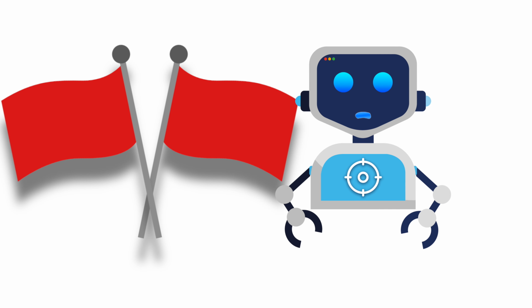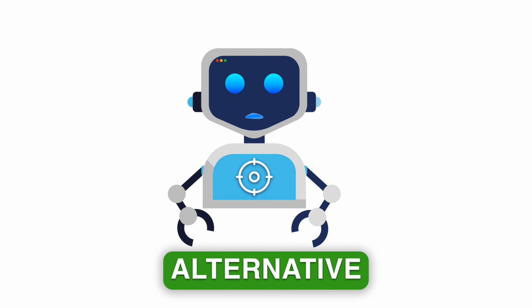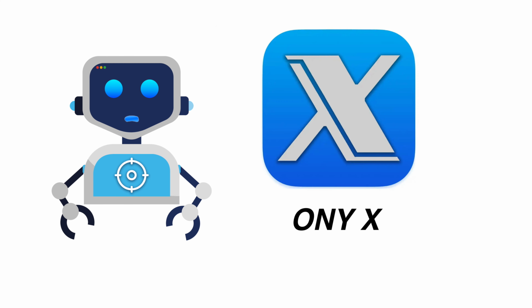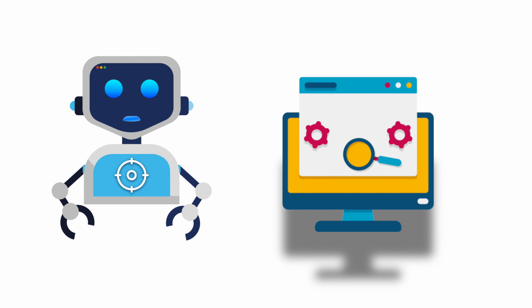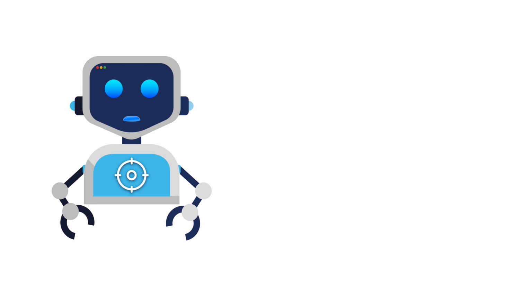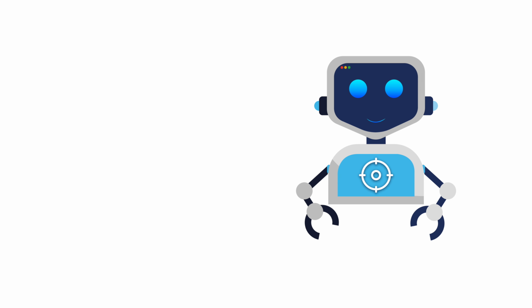With these privacy red flags, it's crucial to consider safer alternatives for maintaining your system's health without compromising your data. Alternative: OnyX. Enter OnyX, a free and powerful tool that delivers robust system cleaning and optimization while keeping your personal data secure. Designed for those who value privacy as much as performance, OnyX ensures your system stays tidy and efficient without the shadow of privacy invasions.